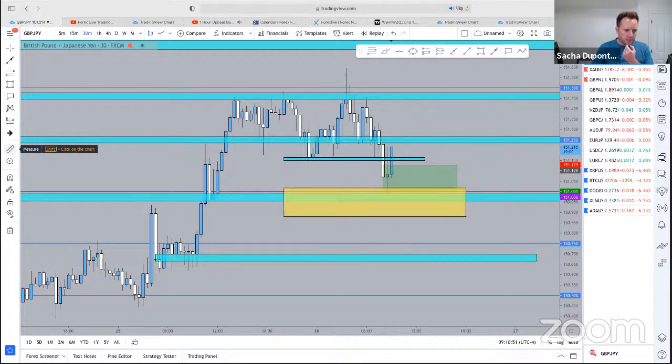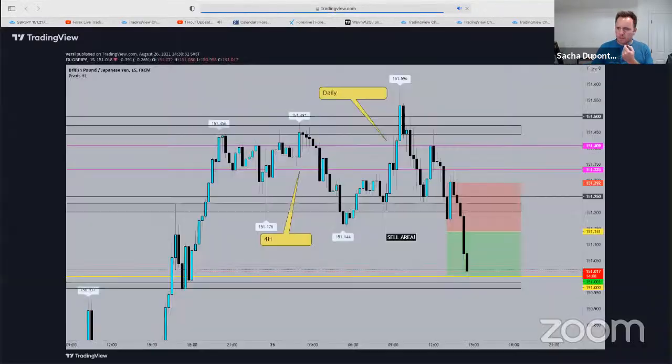Let's see. Did I take a look at this? Oh yes, we did. Brian, 151 target 2. Excellent. Nice trade, Brian. Very good. Thanks. Strong rejection close. I was thinking break and retest.